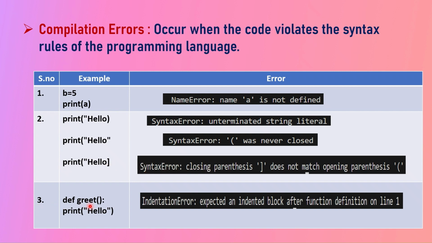In this third example, I was trying to print the hello string by defining a function. Here I have given a function named greet, which is defined with the def keyword, and inside that I have given one print statement that should print hello. But we have learned in our earlier sessions that whatever block of statements goes inside the function must follow the indentation. Here I have not given any space or indentation before the print statement. So it should throw an indentation error saying that it expected an indented block after the function definition on line 1.